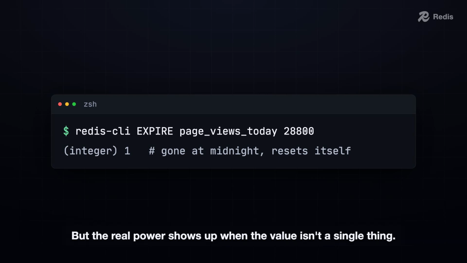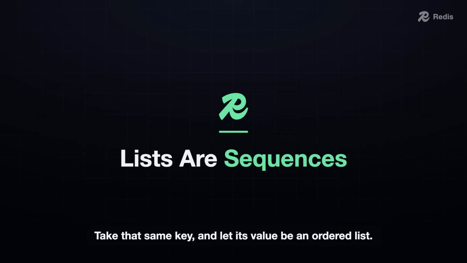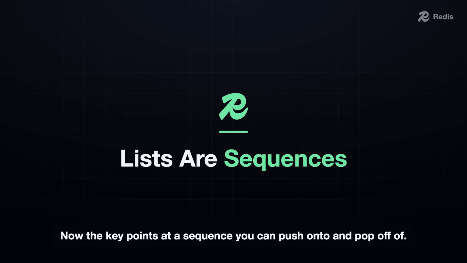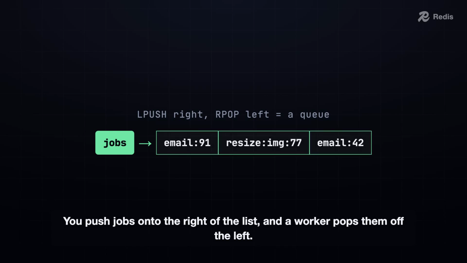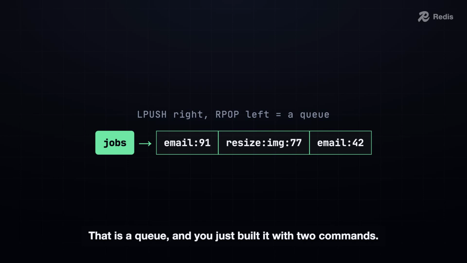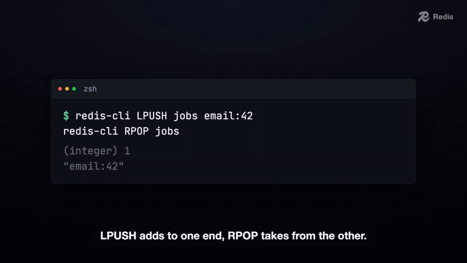But the real power shows up when the value isn't a single thing. That's the one new idea. Let the value be a collection. Take that same key and let its value be an ordered list. Now the key points at a sequence you can push onto and pop off of. You push jobs onto the right of the list and the worker pops them off the left. That is a queue, and you just built it with 2 commands. LPUSH adds to one end, RPOP takes from the other.